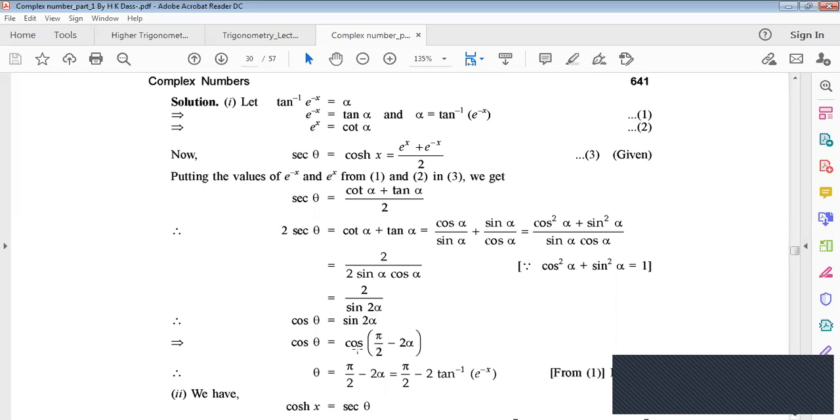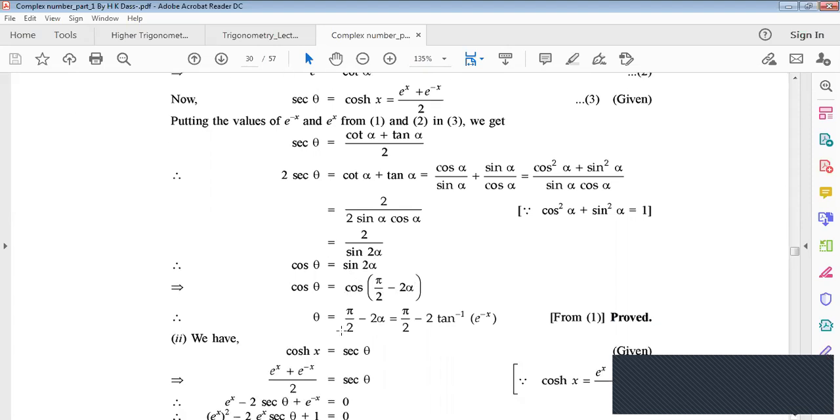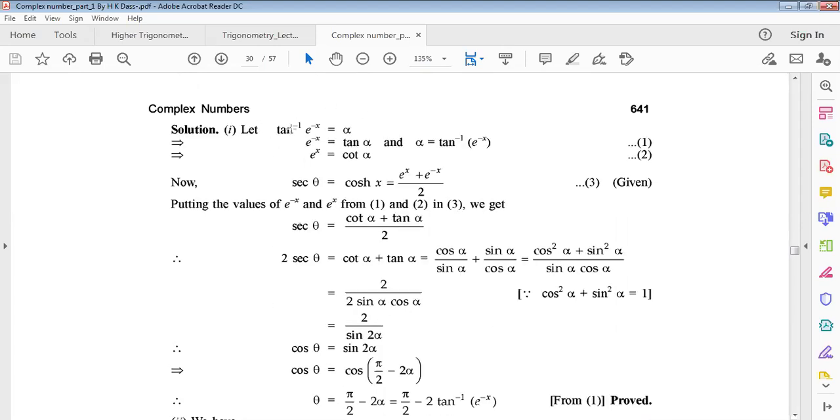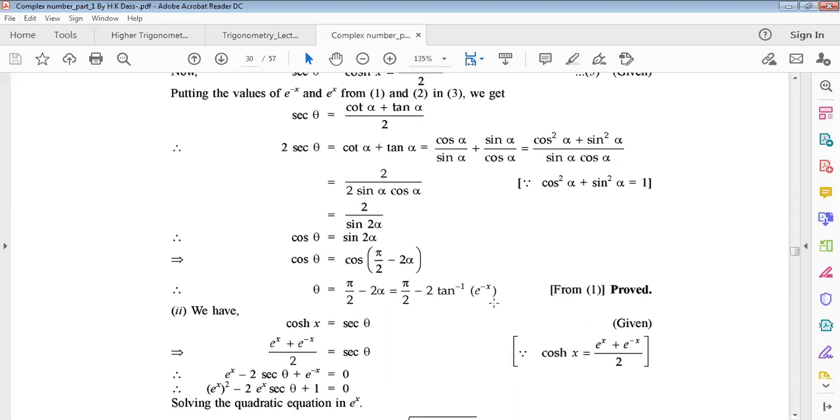That means cos will be converted to sin, and in the first quadrant cos will be positive, but at an odd multiple of a right angle, cos will be transformed to sin twice alpha. Therefore theta equals pi by 2 minus twice alpha, and pi by 2 minus 2 alpha means tan inverse e to the power minus x. This is the first proof.